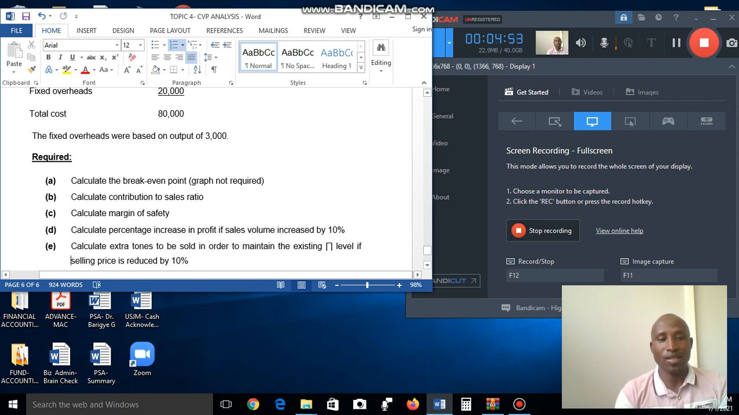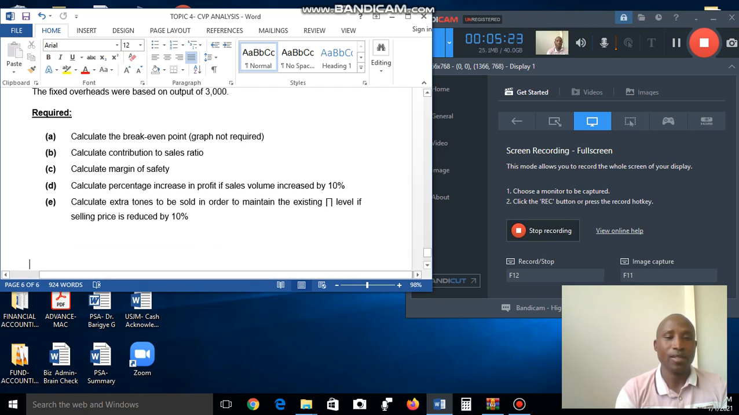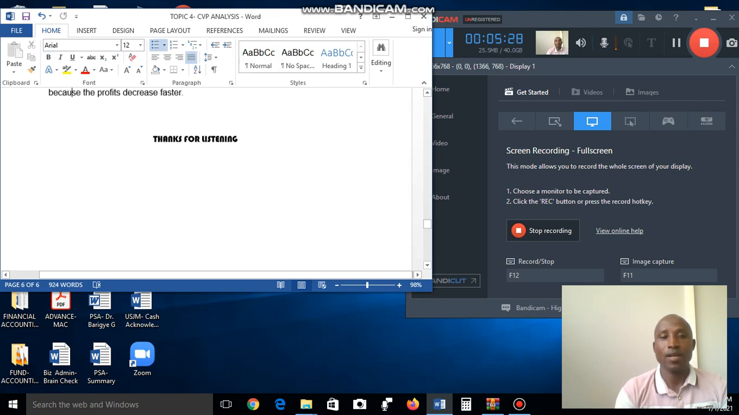Graph not required this time, but at times you may be asked to present it using a graph. Calculate the contribution to sales ratio, calculate the margin of safety, calculate the percentage increase in profit if sales volume increased by 10%, etc. You can also calculate the extra tons to be sold in order to maintain the existing profit level if the selling price is reduced by 10%.